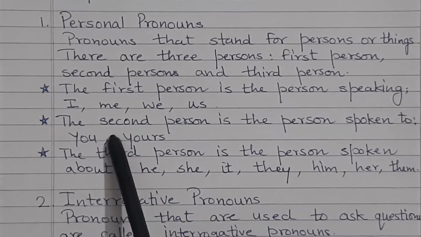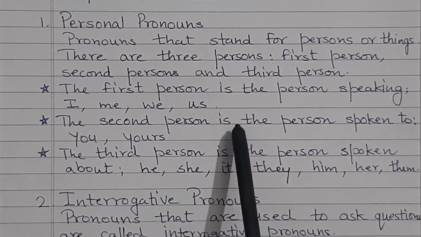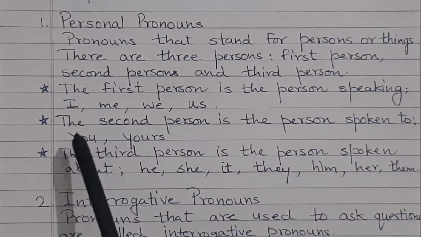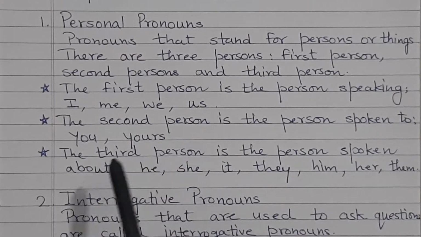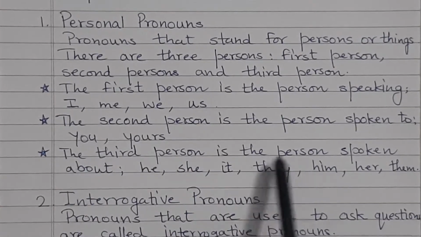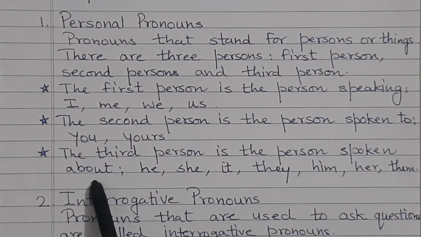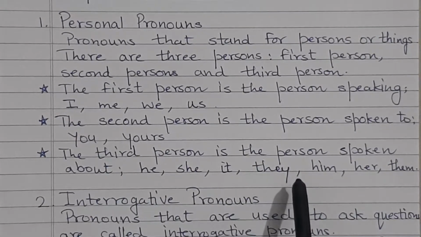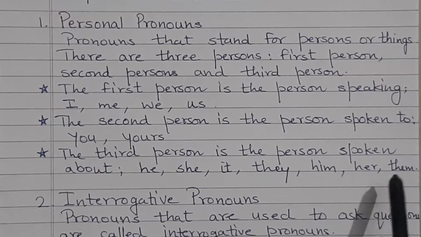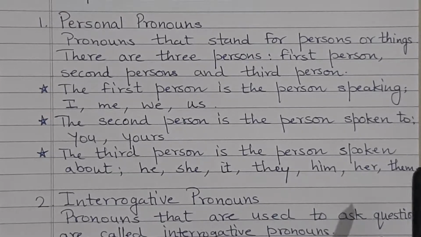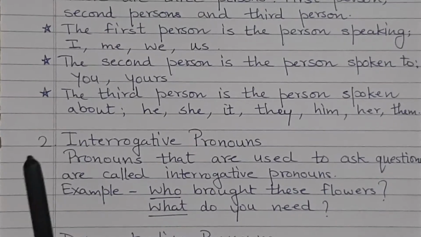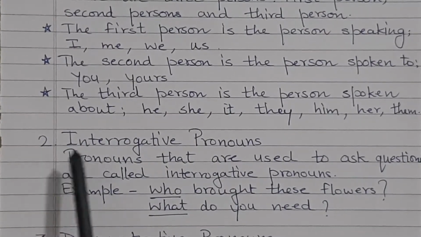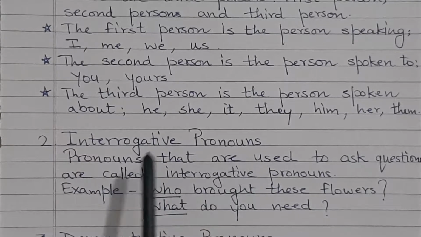And the second person is the person spoken to: you and yours. Third person is the person spoken about: he, she, it, they, him, her, them. So students, that was personal pronouns.